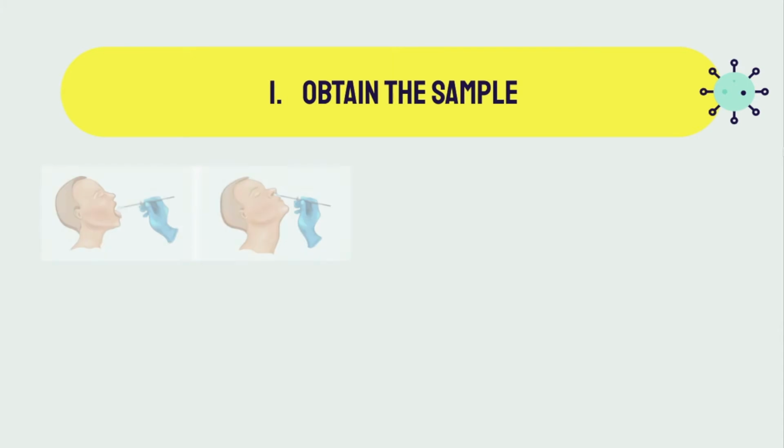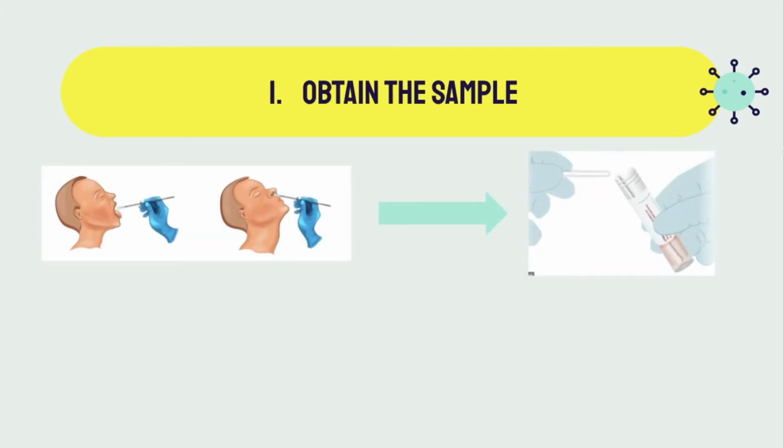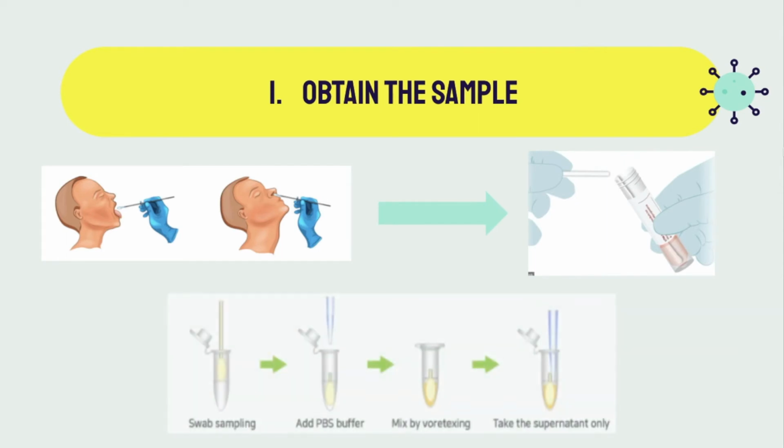There are three single steps to detect this virus. One, obtaining the clinical samples. The clinical samples are collected from both the throat and nose of the patient, which is called a swab test. The sample was then treated with the PBS buffer and then vortexed to transfer the virus to a new media, and then the supernatant was taken.